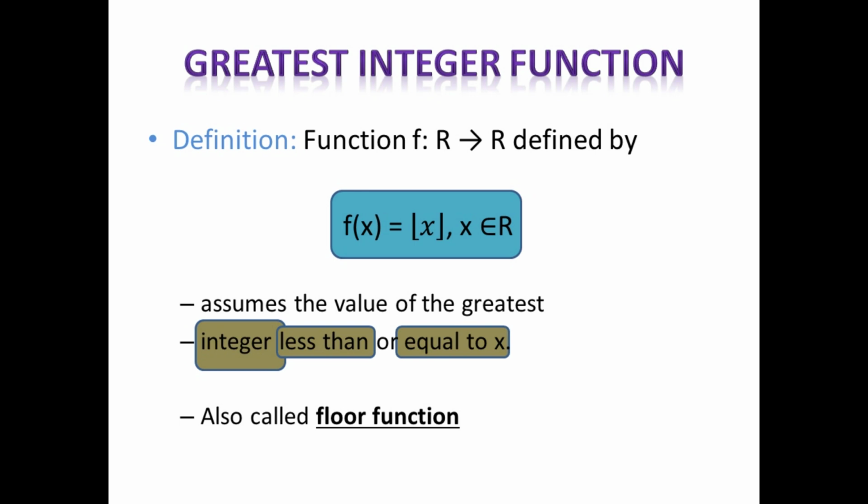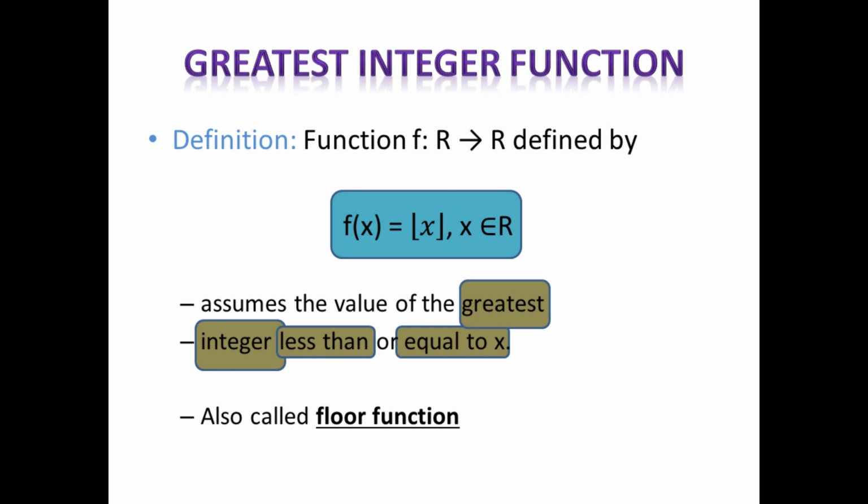Now out of all those integers we pick out the greatest integer. And what is the greatest of all those? 2. Greatest integer that is less than 2.5 is 2, and that is the crux of this whole function. If you have a number and you are asked to find out the greatest integer function of it, you look at all the integers less than or equal to that number and pick out the greatest among them.